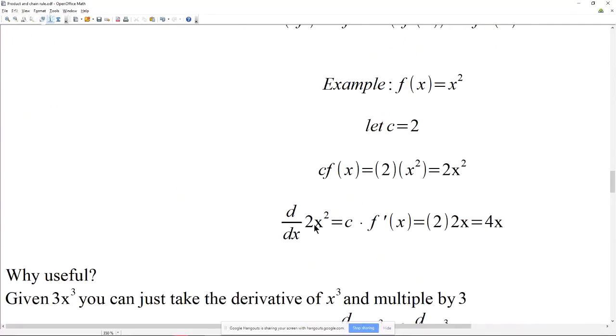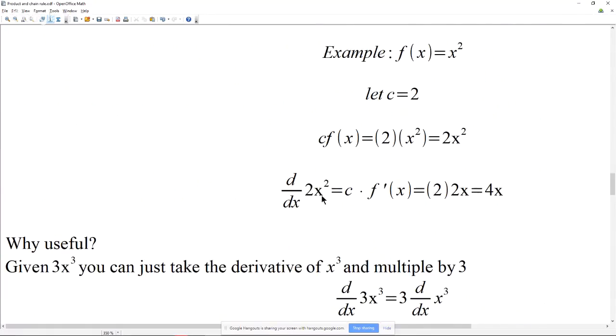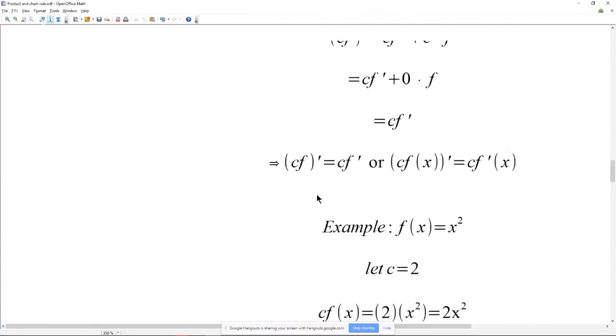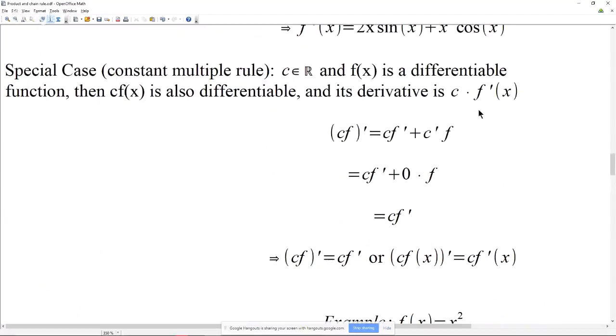Yeah, the derivative of e to the x is e to the x, which I proved a couple weeks ago. But anyways, here we have a situation: since we already know the derivative of 2x squared is 4x, which would just be this right here, C times a derivative.